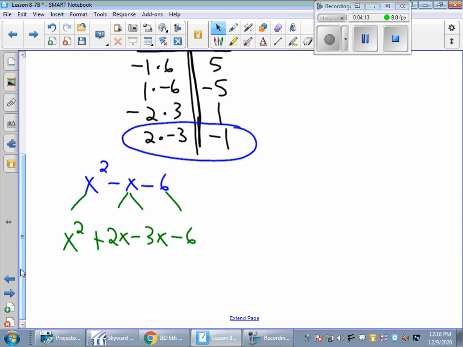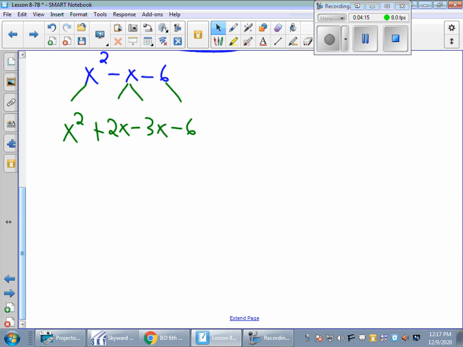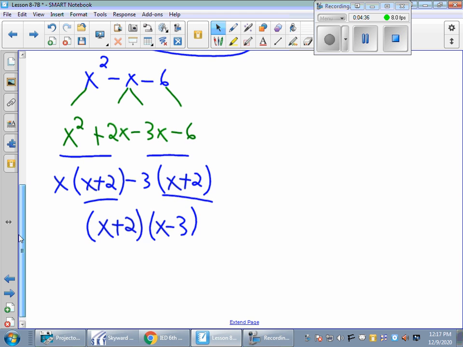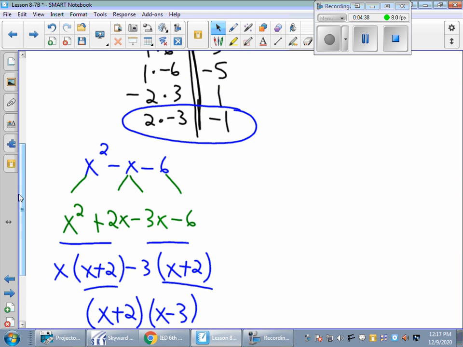So now we're going to go through this process again. What's common here is x. You take that out, you have x plus 2. What's common here, negative 3. You take that out, you're left with, again, x plus 2. Let's finish this: x plus 2 and x minus 3. The one thing I want to talk about and make our shortcut is, if we go back up, what were our original factors? Our original factors were a positive 2 and a negative 3.